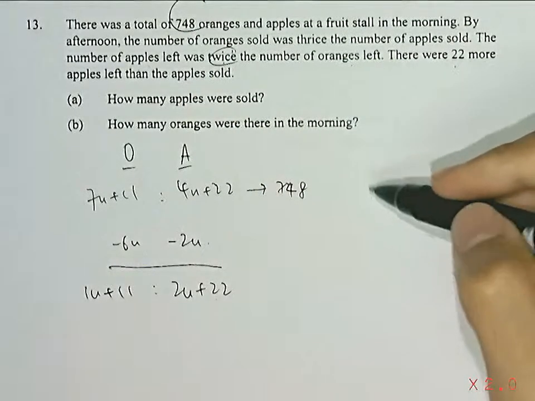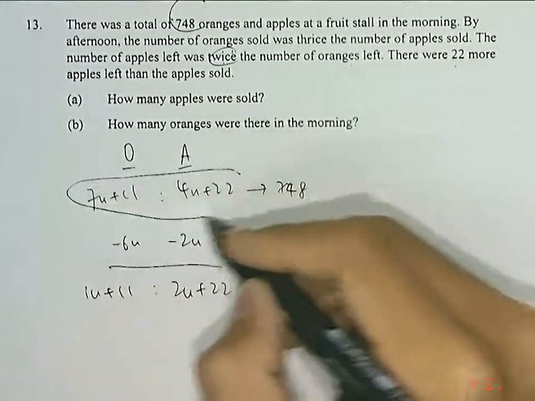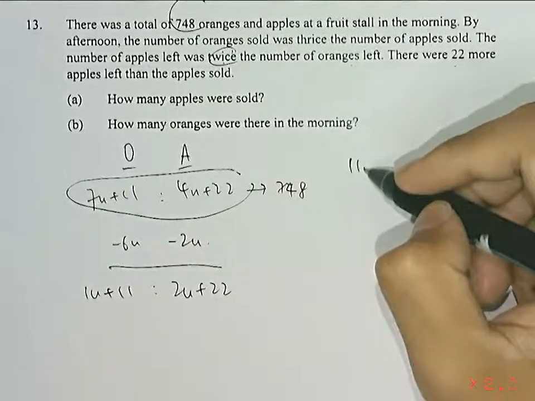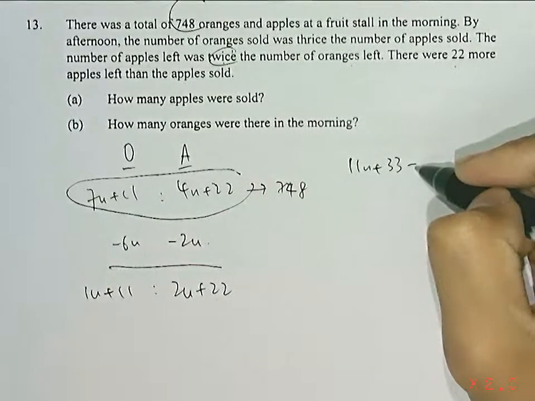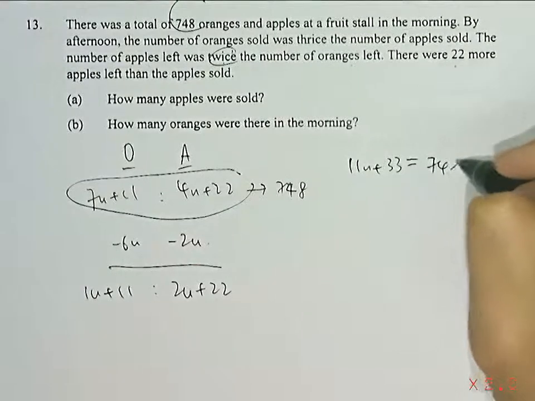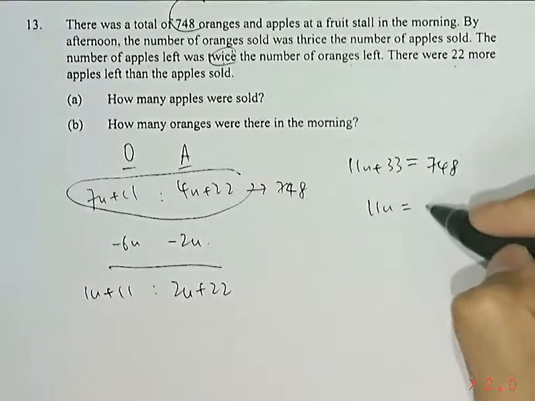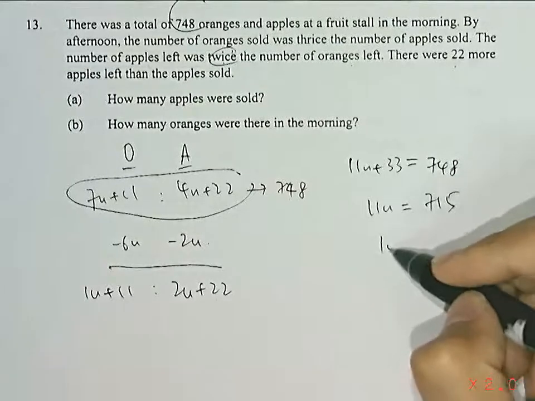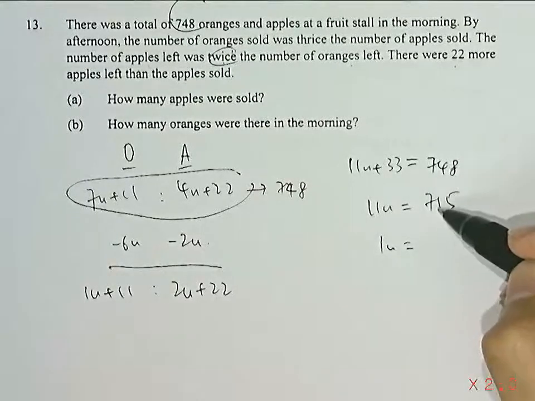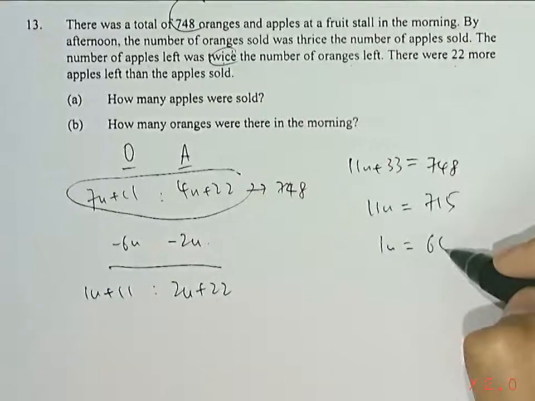Okay, so then we can see that from the first row, the total number of apples and oranges is 11 units plus 33 is equal to 748. Therefore, 11 units will be 748, subtracting off 33 to be 715. So if we want 1 unit, simply divide off 11, and that will give us 65.